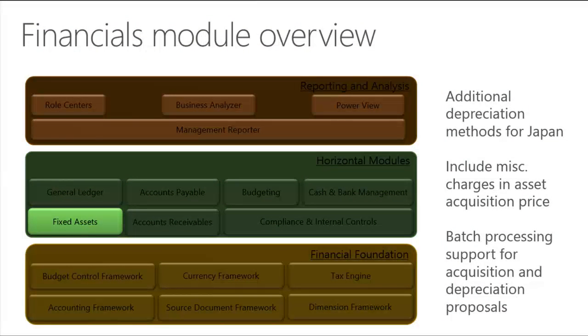In the area of fixed assets, if you've got any customers or divisions in Japan, we've got a number of additional depreciation methods. We also added the ability that as you've got miscellaneous charges on a fixed asset that you're acquiring, those charges will be brought into the overall acquisition price of that asset. And we made some performance enhancements in fixed assets around batch processing, where we batch process enabled the acquisition and depreciation proposals.